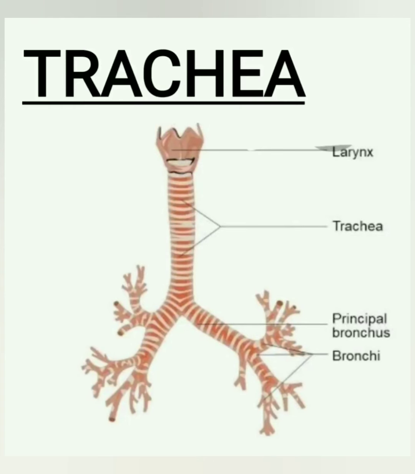sixth thoracic vertebra. The trachea, throughout its course, is covered anteriorly by 15 to 20 C-shaped cartilaginous rings. On the posterior side of the trachea, we have a smooth muscle called the trachealis, which flattens the posterior wall of the trachea. This soft muscle helps in the expansion of the esophagus.